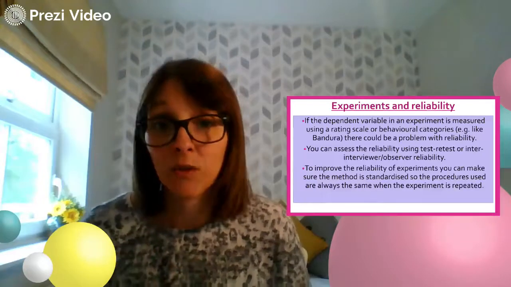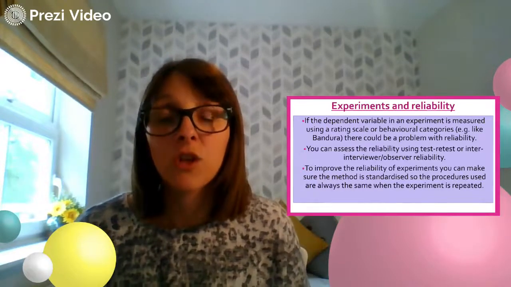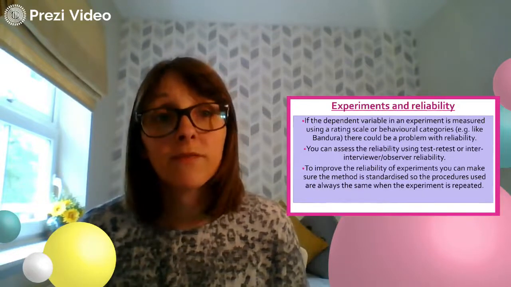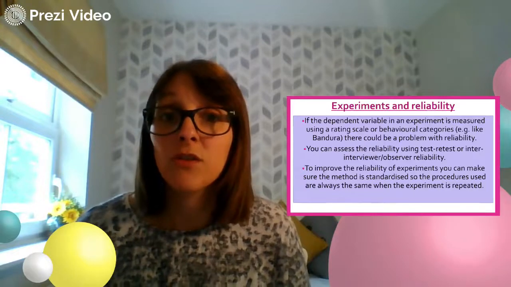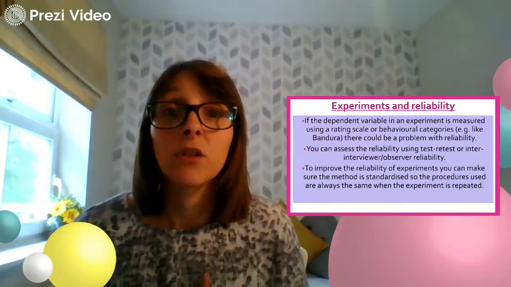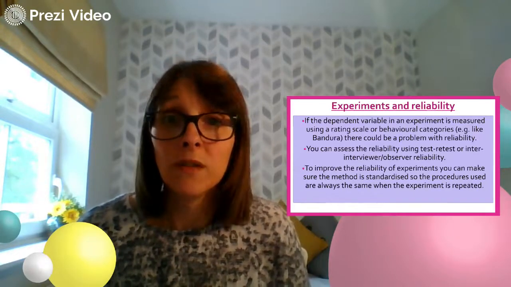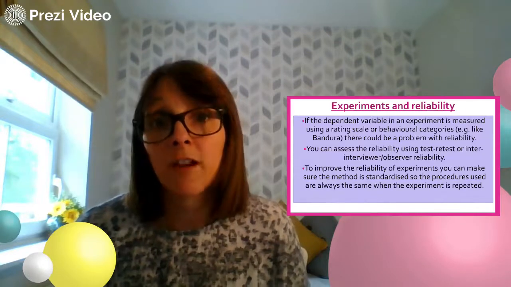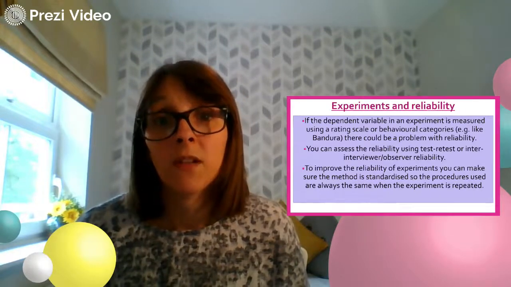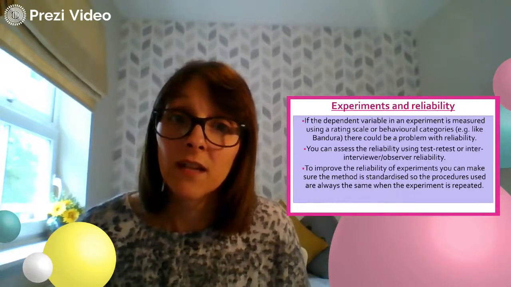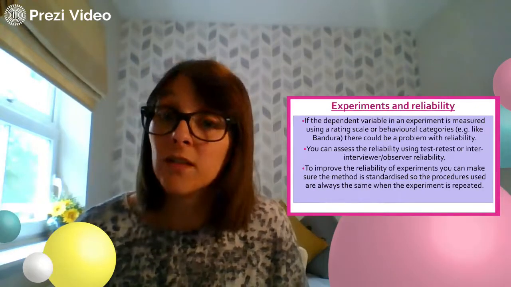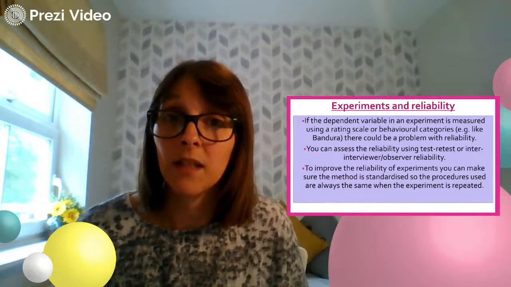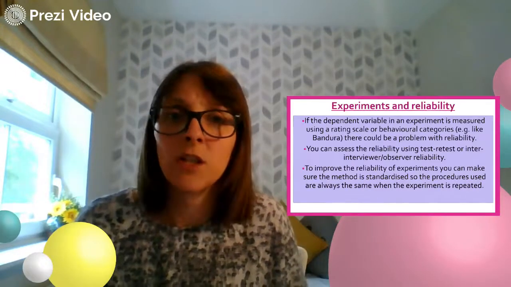So again, if you want to stop the video now, you can, and make some notes, but I'll talk through this. So if our dependent variable is measured using a rating scale or behavioural categories, so that's maybe if we're using a controlled observation or we're using a questionnaire, then we could have problems with our reliability. So we've already checked for test retest, and we can use that again, or we've checked for inter-observer reliability, but we're still finding that we have issues with these.